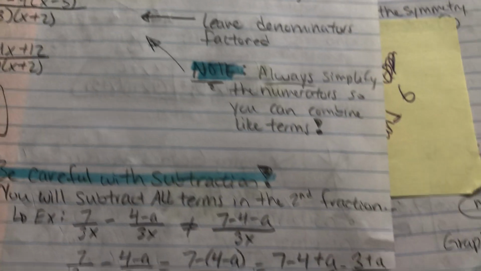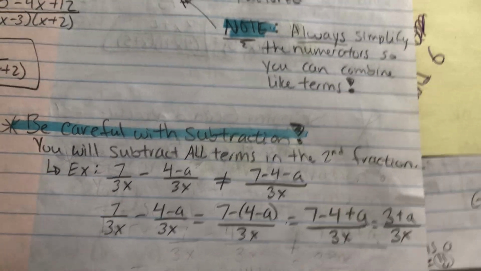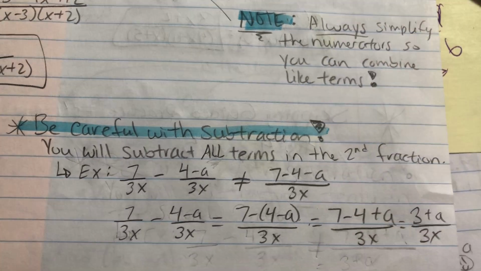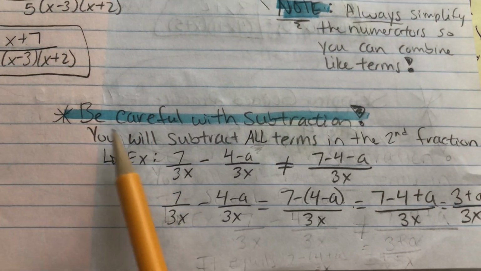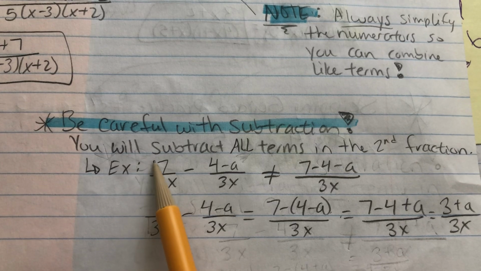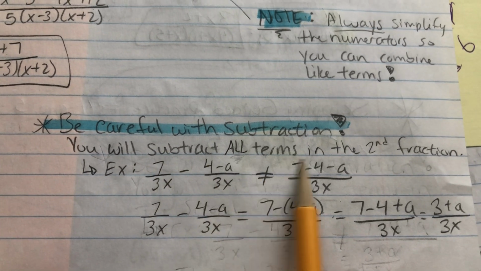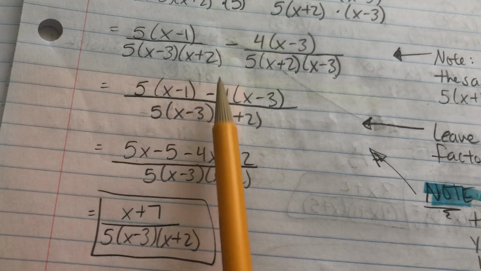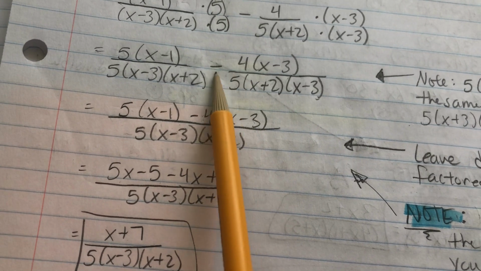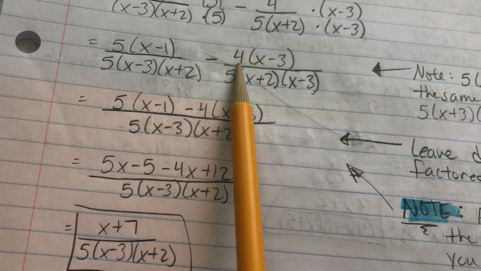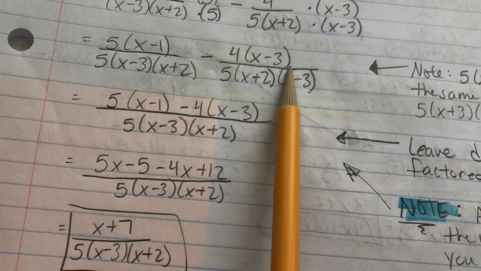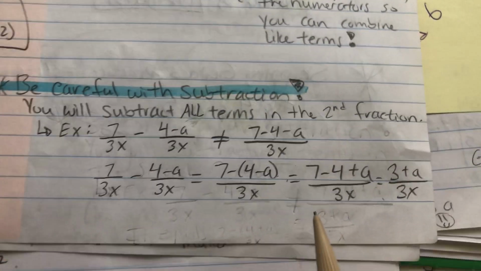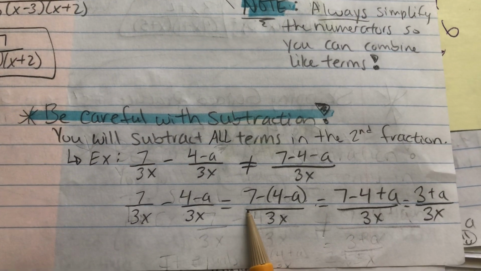I have a couple more notes here. We already addressed this one: always simplify the numerator. Be careful with subtraction. You will subtract all terms in the second fraction. So for example, here, it's not just minus 4x. It's minus 4x minus 4 times -3. So make sure you carry that subtraction sign through. Here's an example that I came up with.